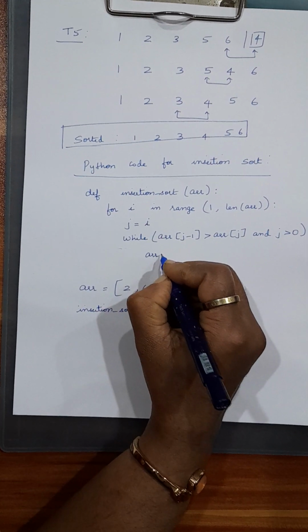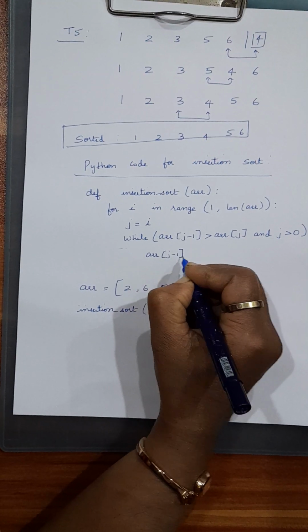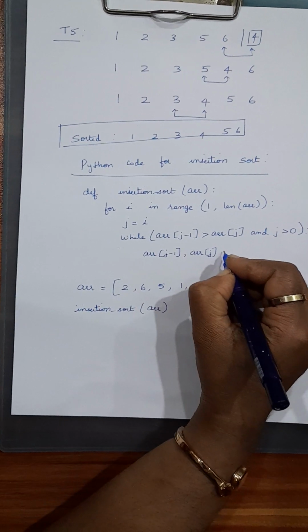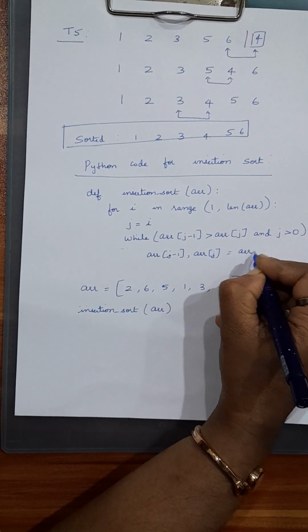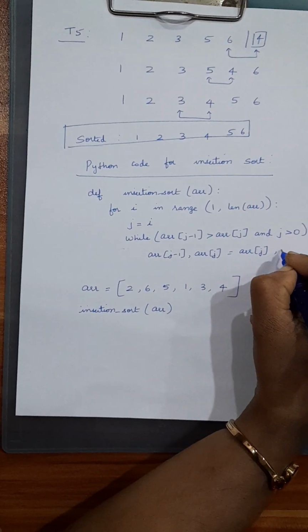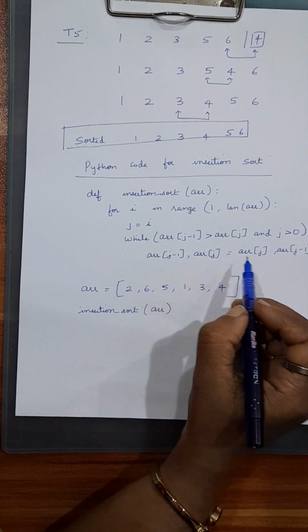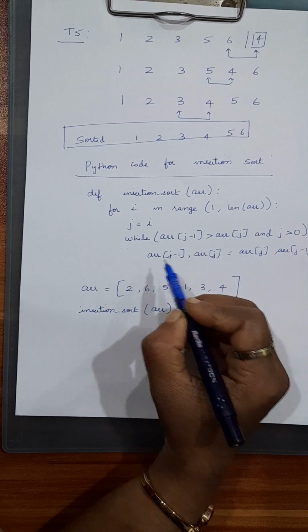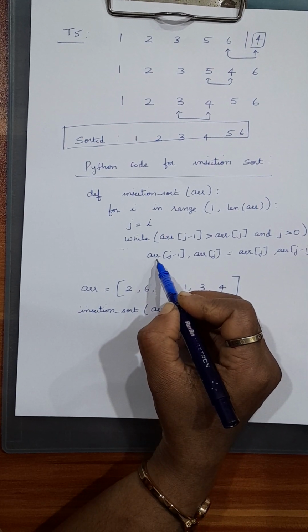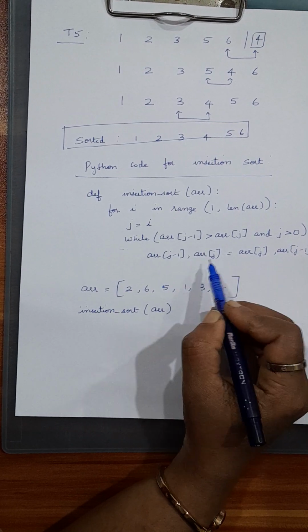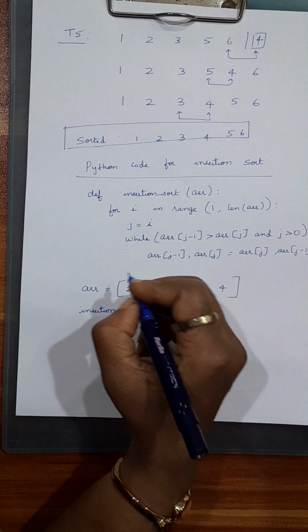So a new statement: array of j minus 1, comma, array of j is equal to array of j, comma, array of j minus 1. So you can swap like this, which means array of j will be placed in array of j minus 1, and array of j minus 1 will be swapped into array of j. So this is also possible for swapping.